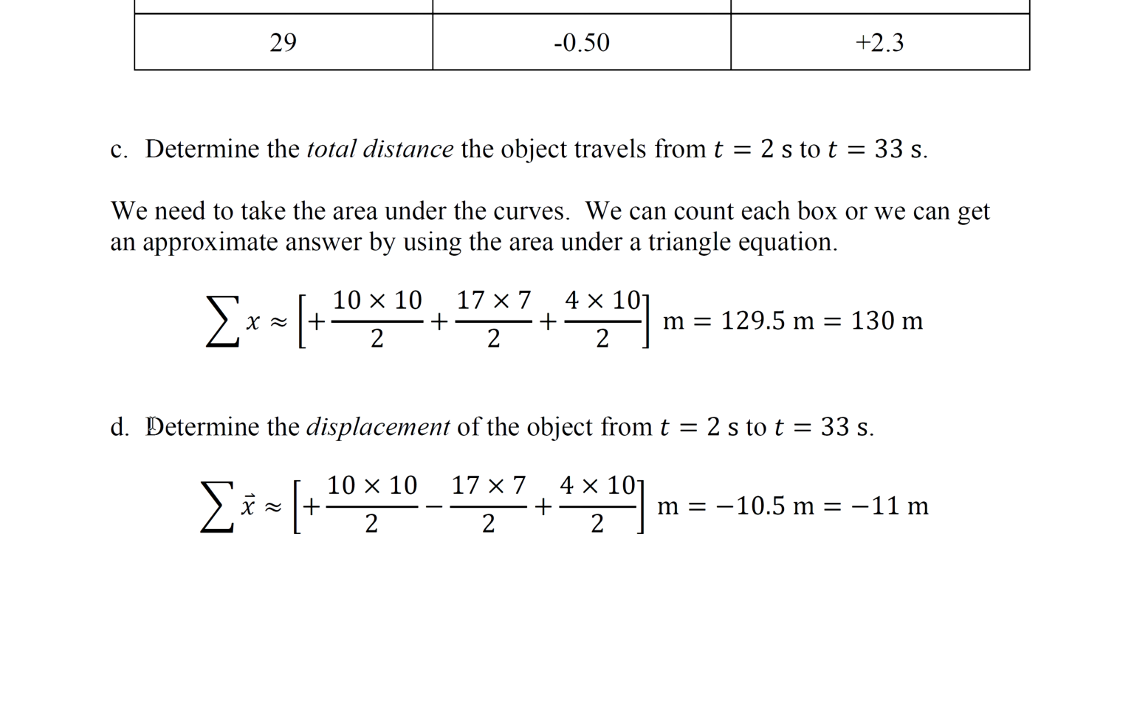The displacement, remember, when we're above the horizontal axis, the displacement is positive. When we're below the horizontal axis, the displacement is negative. So that's why there's a negative sign here, and there's always a positive sign for distance.